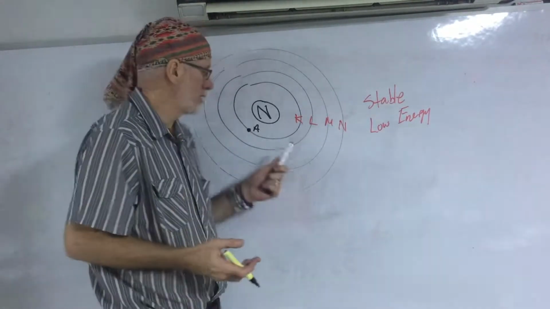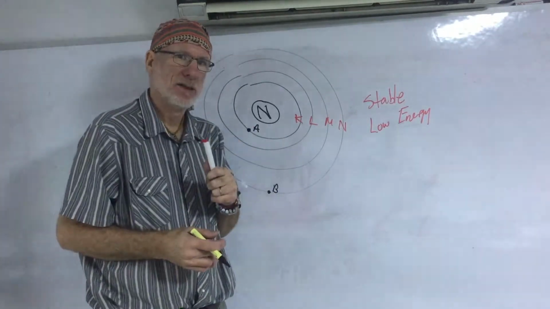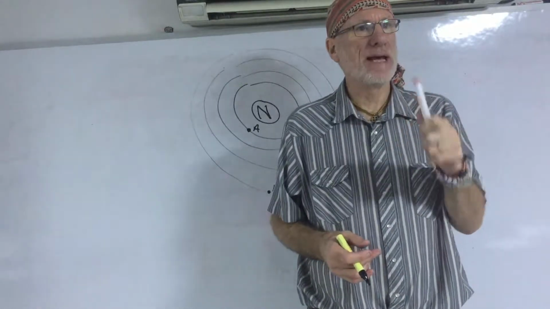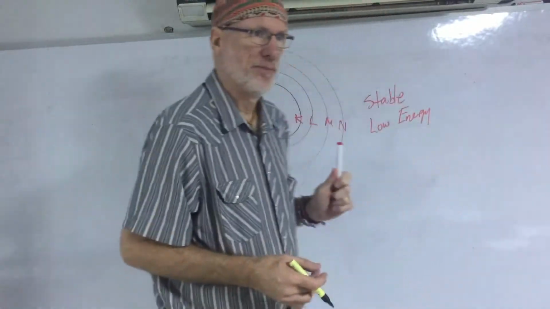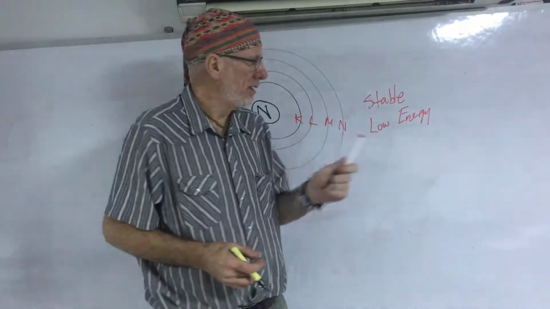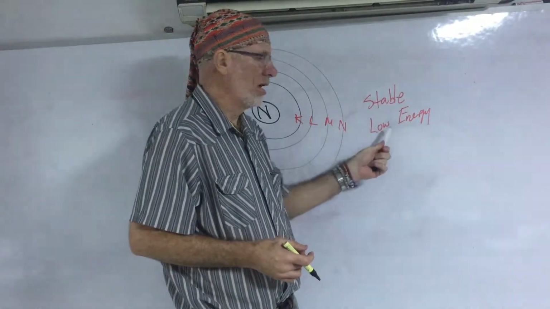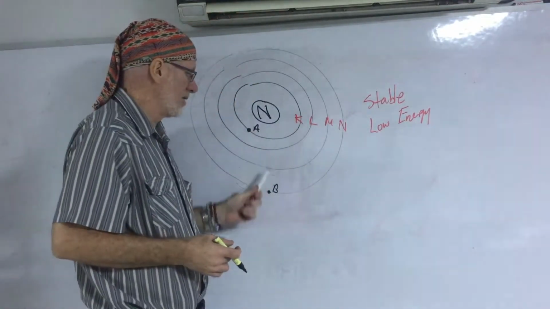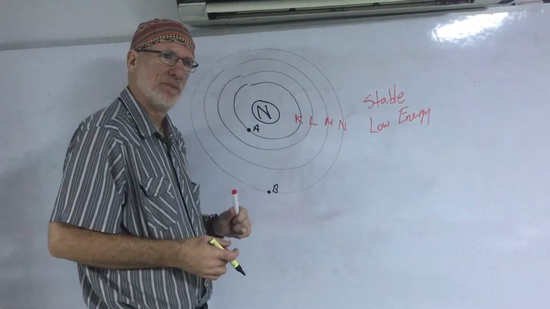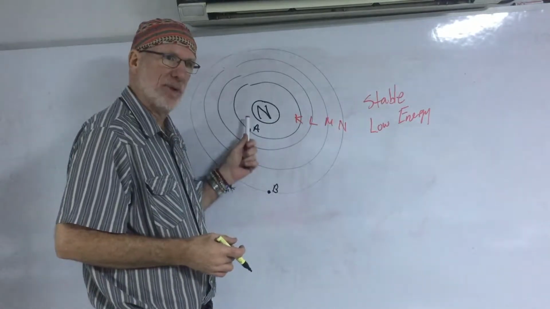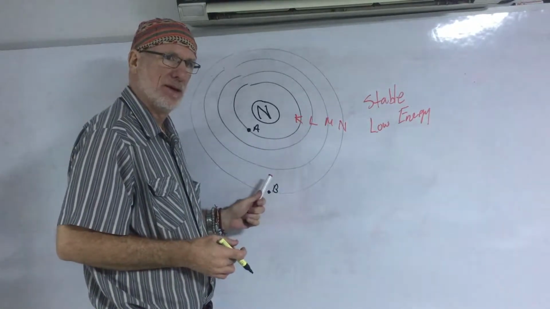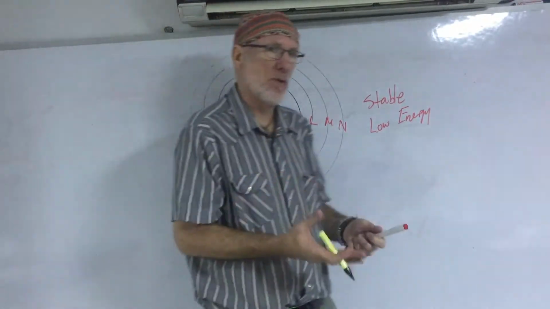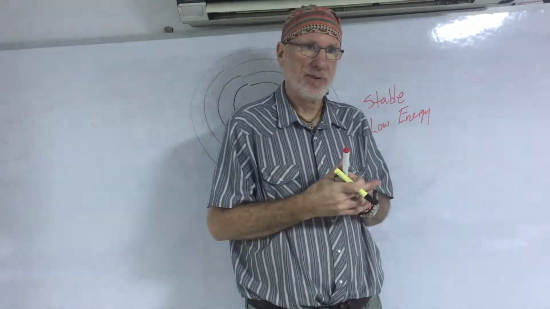A. A has greater stability. Because it's near the nucleus. Excellent. What electron has lower energy? B. No, listen to me. Stable, low energy, right? Which one is more stable, A or B? A is more stable. It's closer to the nucleus, remember? The closer you are to the nucleus, the more stable.